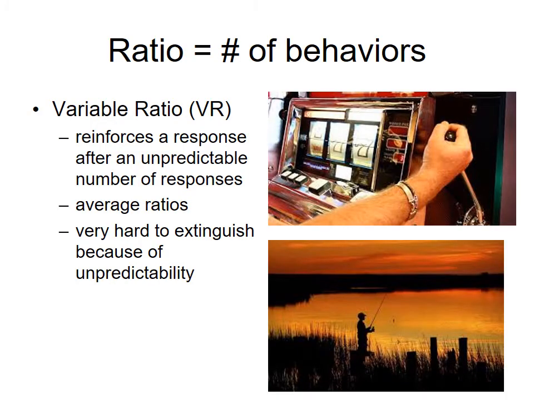Now we're into variable ratio. So variable ratio means it's unpredictable. Now, variable ratio is a little bit harder to establish because you don't know when you're going to get rewarded. But because of that unknown, it's almost impossible to extinguish this behavior.